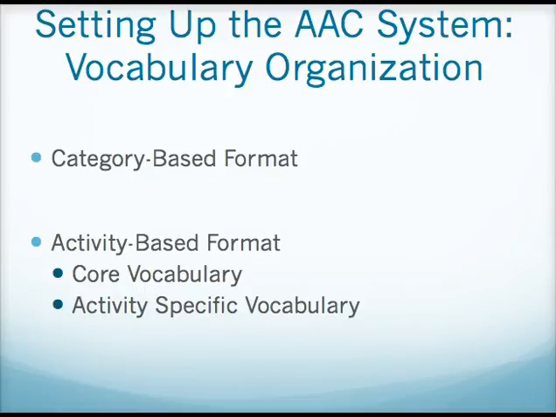Secondly, there's an activity-based format. So within activity-based formats, symbols are placed together that will be needed for a specific activity. So symbols may be placed together for lunch, for art. Core vocabulary is selected. So these are words or phrases that are commonly used across those activities. And then activity-specific vocabulary is vocabulary that depends on a specific task. So for example, activity-specific vocabulary may be vocabulary all related to science class, whereas the core vocabulary would be words or phrases that the student might use across all activities in school.